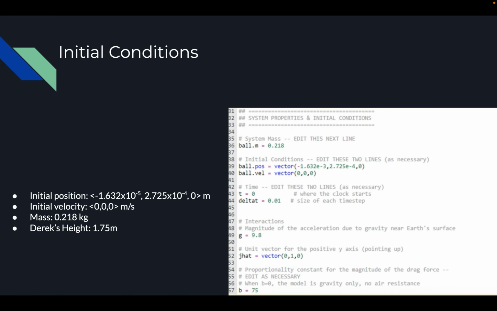The initial conditions for this experiment. The initial conditions from the video, we have a position of basically 0, 0, 0 meters above the ground, slightly above, but not much. Have initial velocity of 0 meters per second and a mass of 0.28218 kilograms. That's including the mass on the slinky. And then Derek's height, which is where the top of the slinky is, 1.75 meters above the ground. And we see all these initial conditions mirrored in the coding in the GlowScript model.